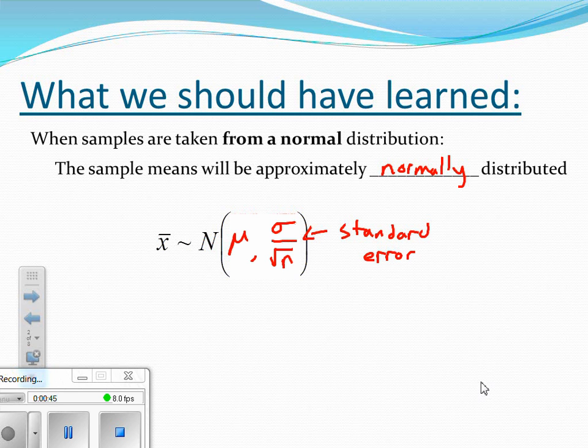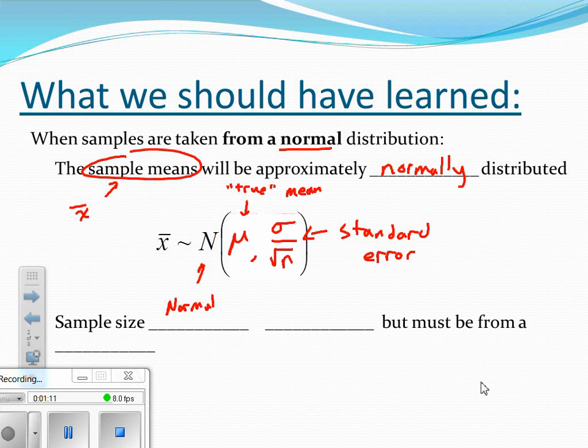Right? So when we're sampling from a normal distribution, sample means, keep in mind, that's when we stack up x bar on top of x bar on top of x bar, and we make that new dot plot. Those x bars should be normally distributed, right? Normal. And they should start to center around the true mean, and they're going to be spread out according to this standard error. The bigger the sample, the smaller the standard deviation, or what we're going to call standard error, right?